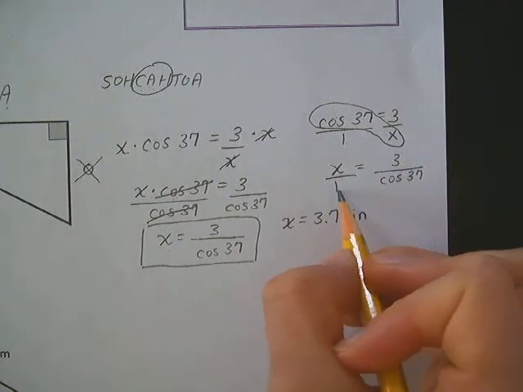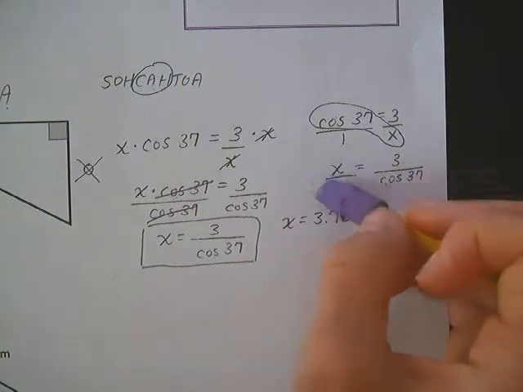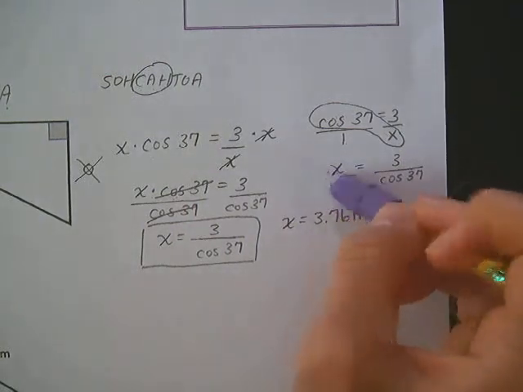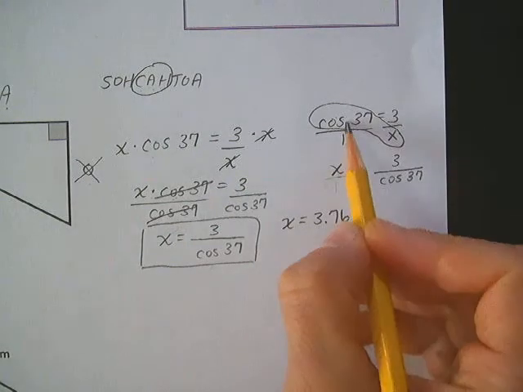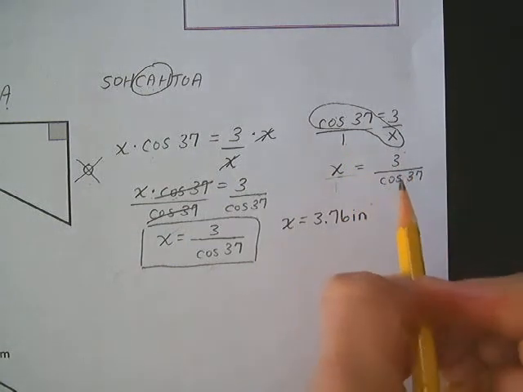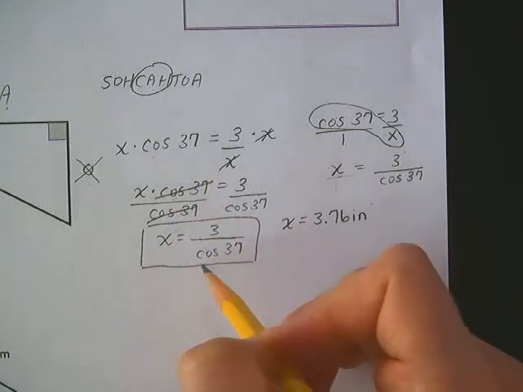And x over 1 is just x. So that technically means that x would actually be by itself now. And notice you did in one step what we did in a couple steps here.